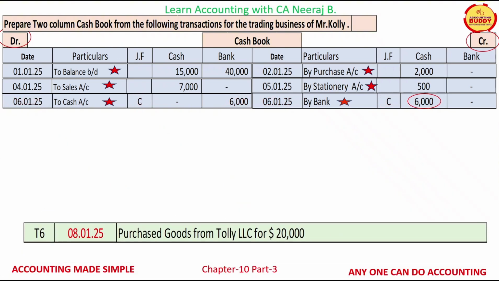Transaction T6 is on 8th of January 25, business purchased goods worth $20,000 from Tully LLC. Since goods are purchased on credit, this transaction will not be recorded in the cash book.